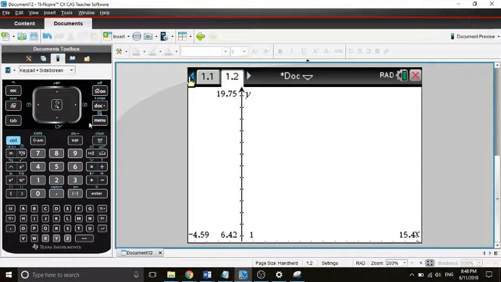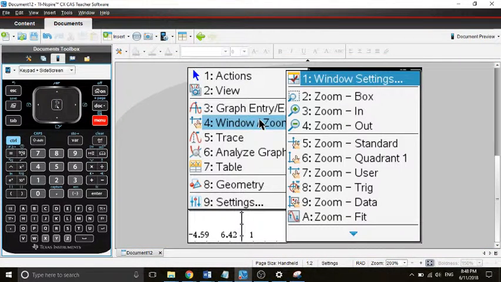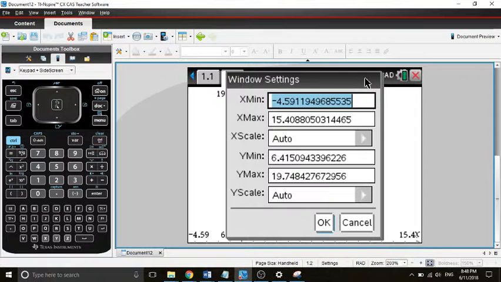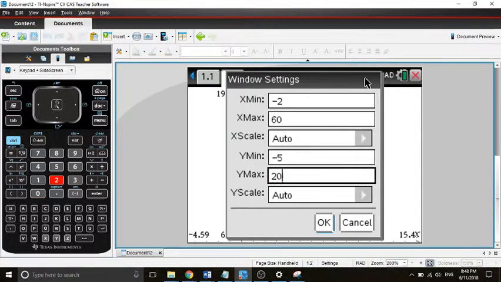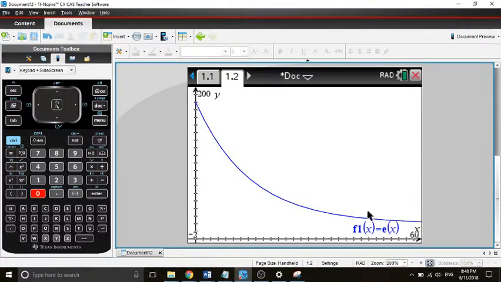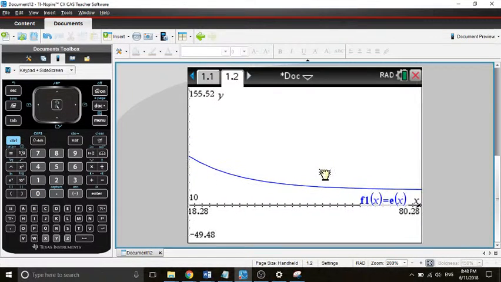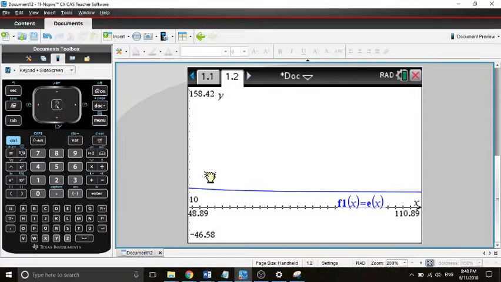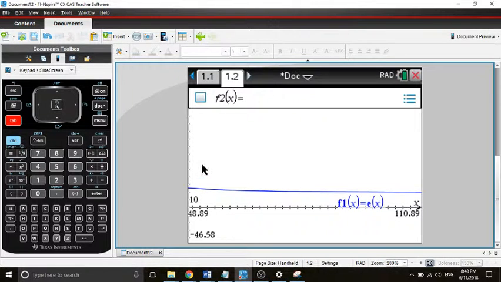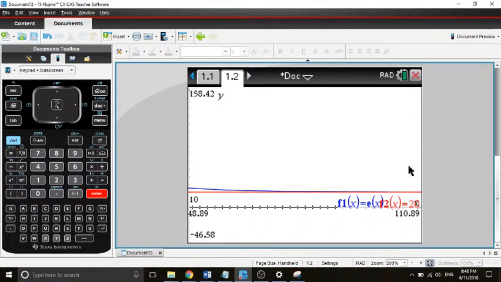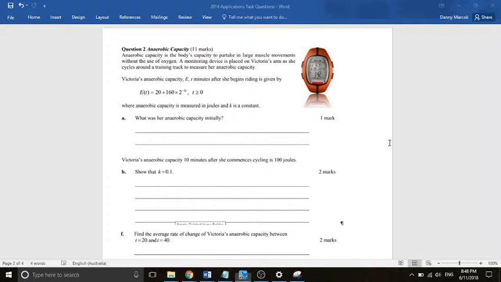Menu, window settings, x from negative 2 up to 60, y from negative 5 to 200. Oh, there we go. So what's it approaching? No, it is approaching 20, I'd say. Tab 20. Yeah, there it is. So yes, it is approaching 20. Okay, so that's that question done.